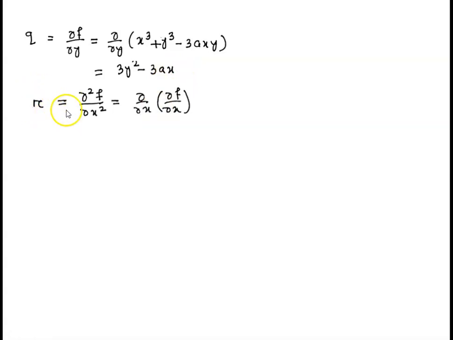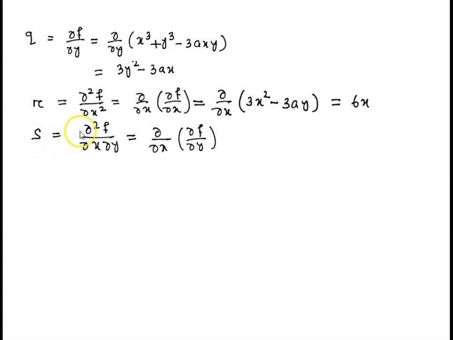Now the r is del square f divided by del x square. That means the partial derivative of del f by del x with respect to x. And our del f by del x is 3x square minus 3ay. So here we have to differentiate 3x square minus 3ay partially with respect to x. That's why y is a constant. So we have here 3x square, and this second term is constant, so the derivative becomes 0. So we have 6x.